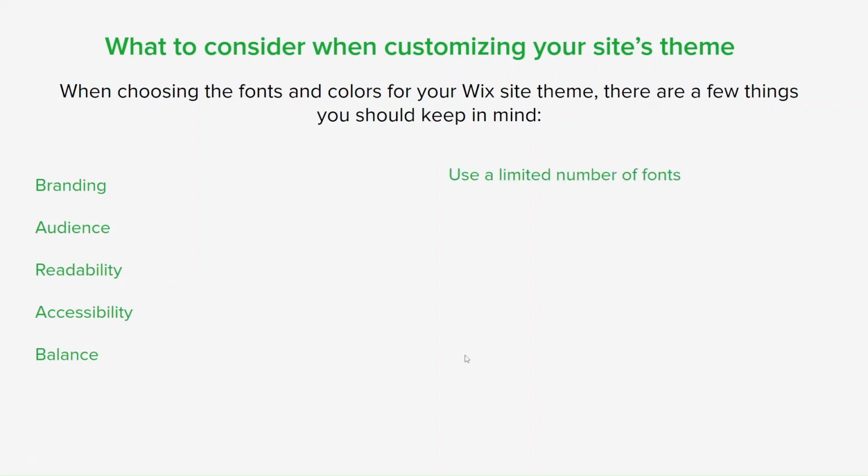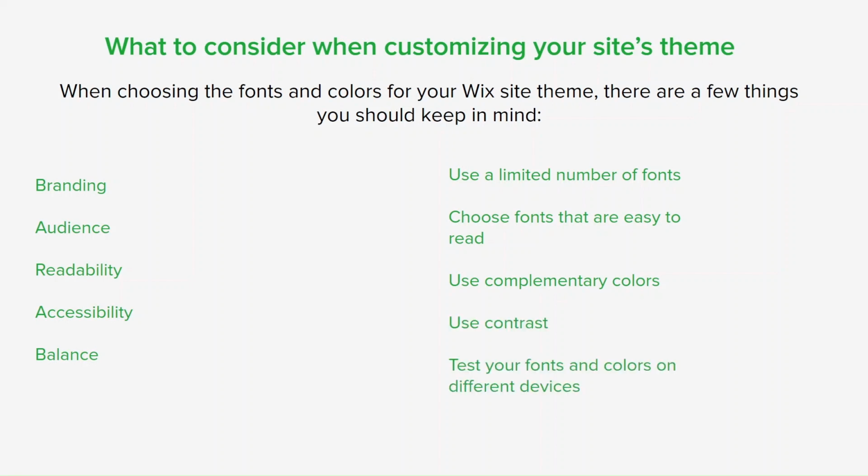So use a limited number of fonts, no more than 2 or 3. In our site theme, we used the same font for all the headings, and then the paragraph text was slightly different but worked well together. It makes it look really cohesive. You want to choose fonts that are easy to read. You want to use complementary colors. You can use a color wheel to help you choose colors that go well together. You want to use contrasting colors for your text and background, and you want to test your fonts and colors on different devices, including computers, tablets, and smartphones as well.